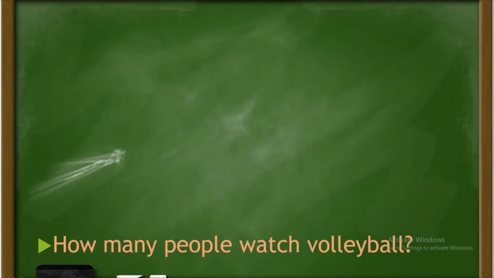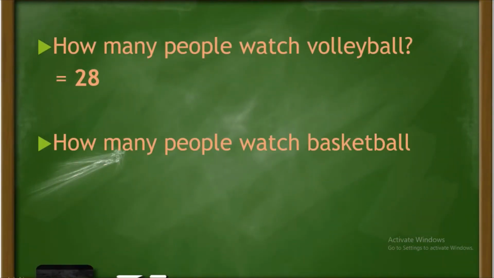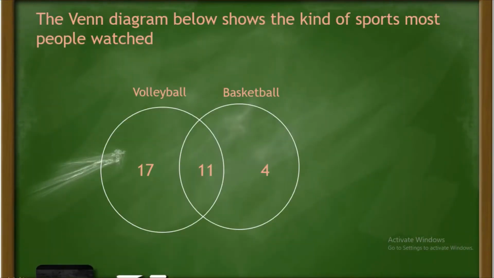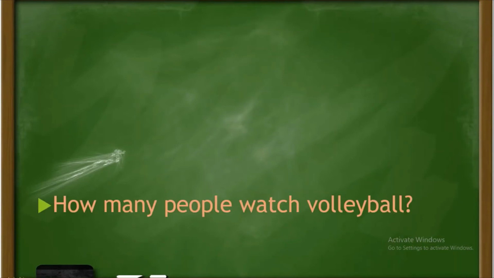The second question, we have here, how many people watch basketball? So back to the figure. We have here, there are 4 people who watch basketball alone. Basketball lang yung pinapanood nila. Pero may 11 din na nanood ng volleyball, nanood din siya ng basketball. Kaya, i-add natin yan. 4 yung basketball lang yung pinapanood, plus 11 yung nanood ng volleyball at saka basketball. Therefore, there are 15 people who watch basketball. Okay?